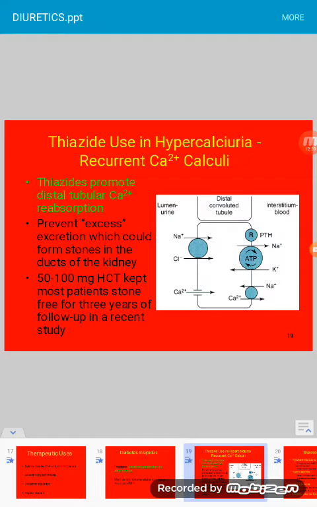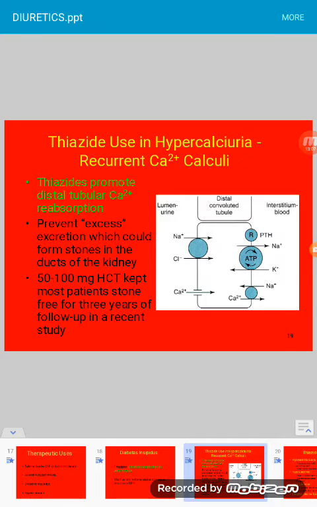Then use in hypercalciuria. Hypercalciuria is one of the important causes of recurrent calcium stone formation, renal stone formation. Thiazide promotes distal tubular calcium reabsorption. Once the calcium is reabsorbed, that will prevent the excess excretion. When there is excess excretion of calcium in the urine, that will deposit in the urinary tract and can produce renal calculi.